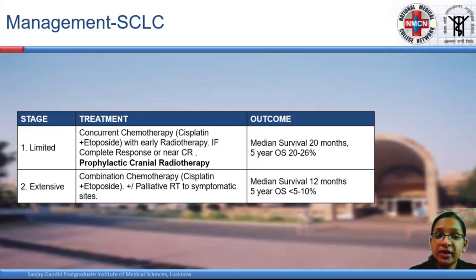The median overall survival in limited stage small cell carcinoma is around 20 months, and 5-year overall survival is 20 to 26%. In extensive disease, the median overall survival is around 12 months, and 5-year OS is less than 5 to 10%.